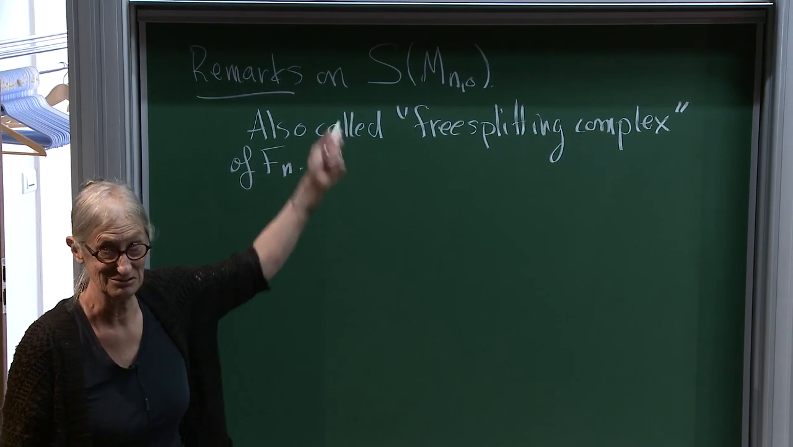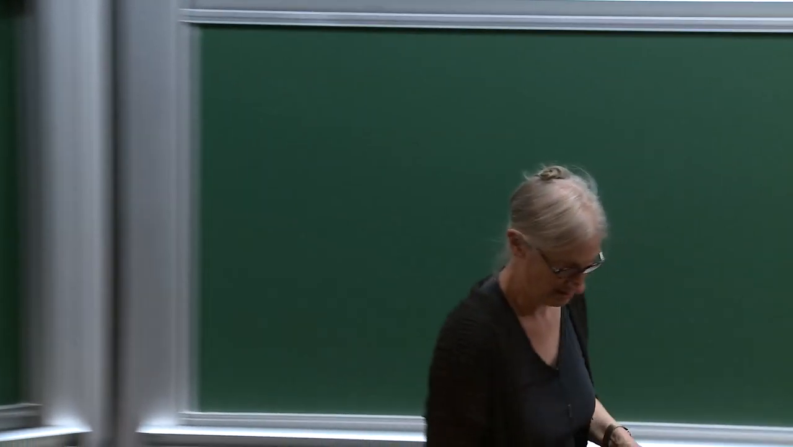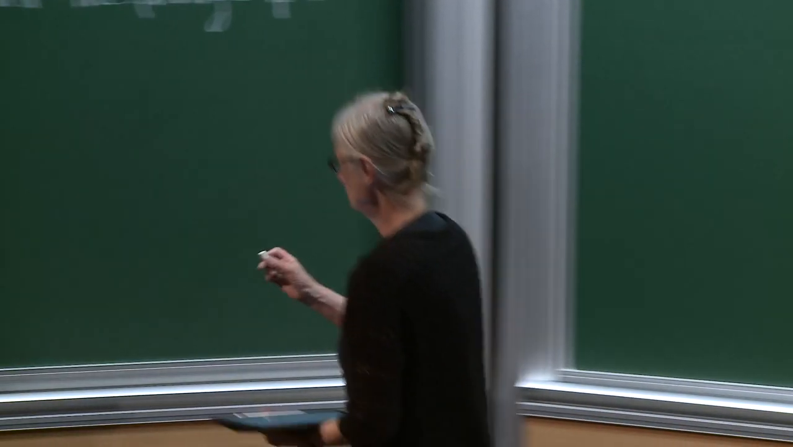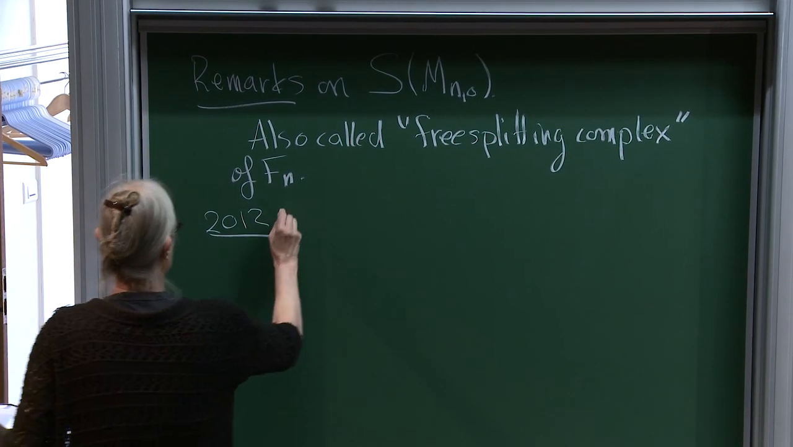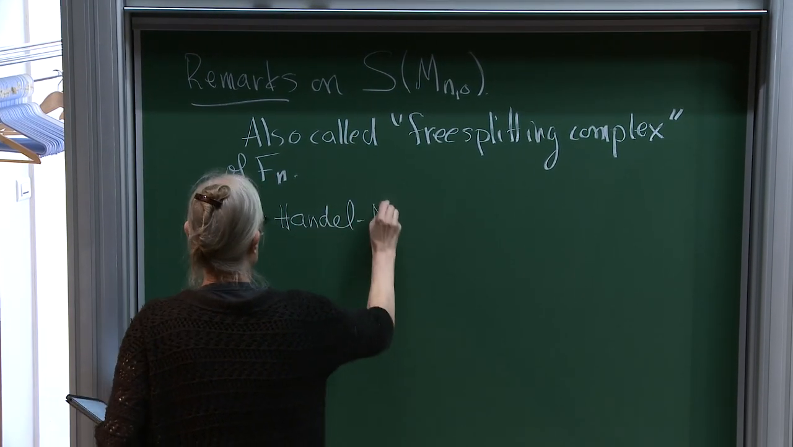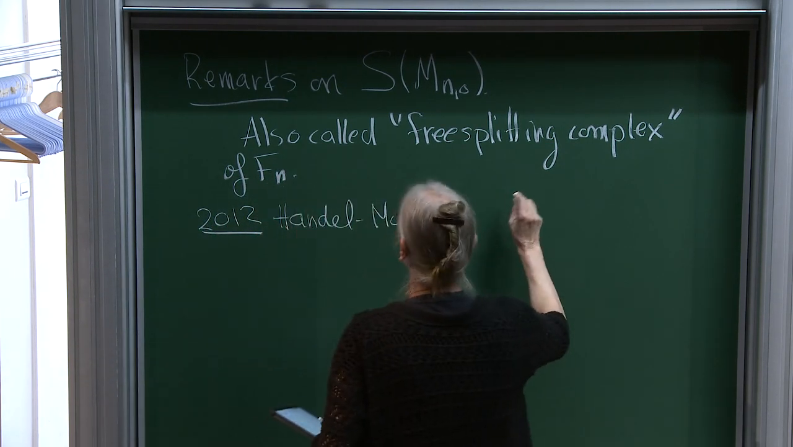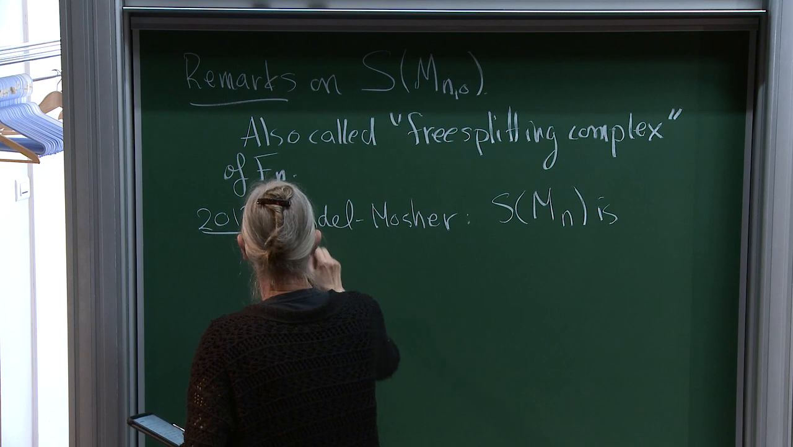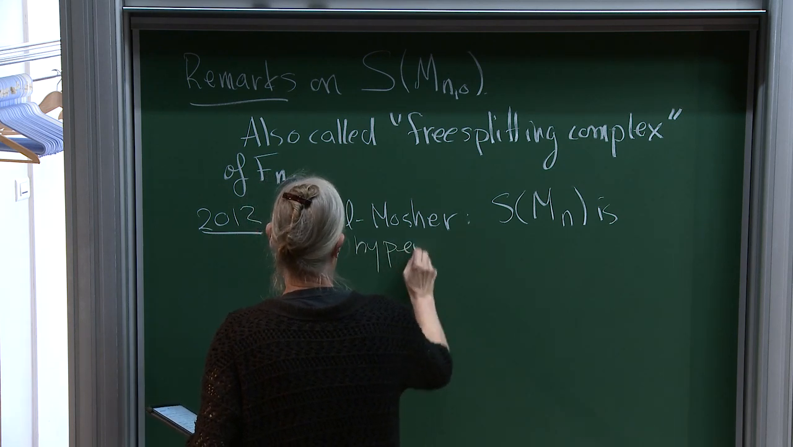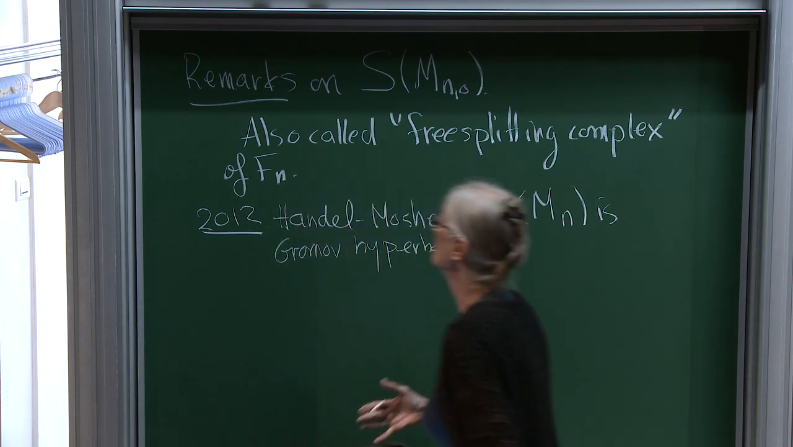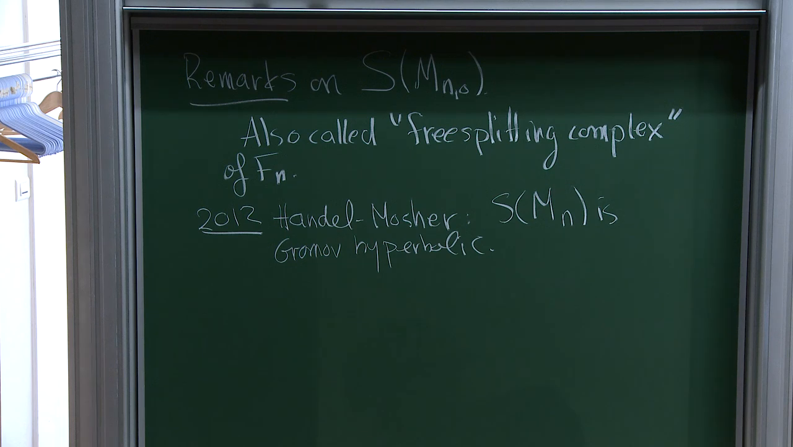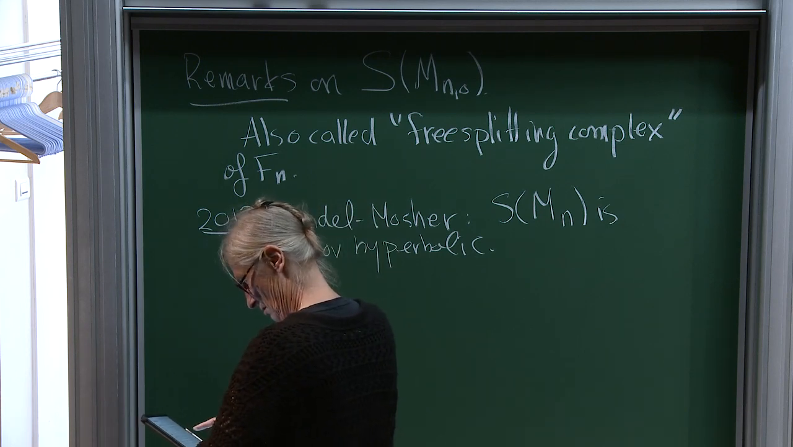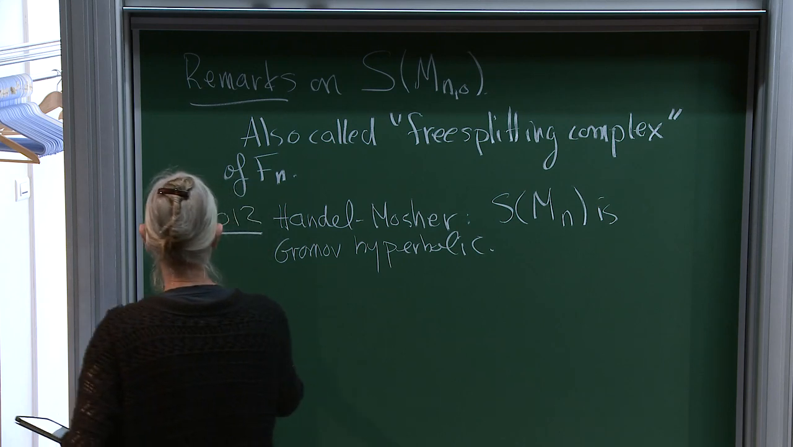I think this is pretty clear what it is, but people have worked with that, and in particular, the big result on that is in 2012. Handel and Mosher proved that S of M is Gromov hyperbolic. So they did that by thinking of it in terms of these free splittings, in terms of graphs and trees.